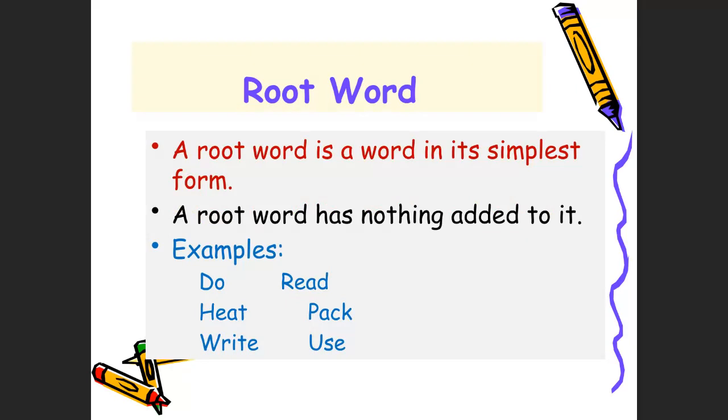Here it says it's a root word. Dice, a root word is a word in its simplest form. ¿Ya? Es la palabra en su forma más simple, sin ningún, without a prefix or a suffix. ¿Ya? Ahora, dice que a root word has nothing added to it, ¿ya? Dice que no tiene nada agregado o añadido, como lo que les estaba comentando.